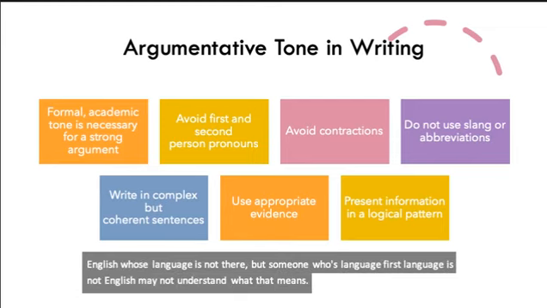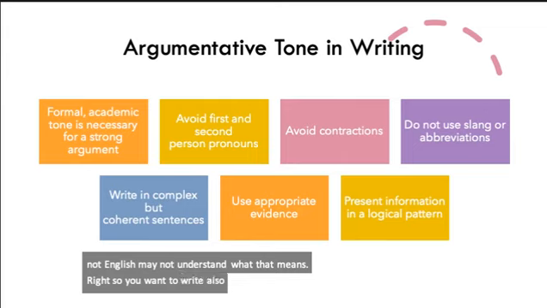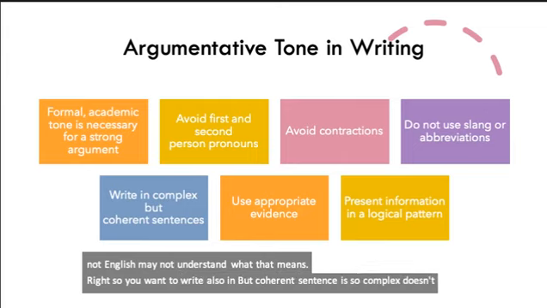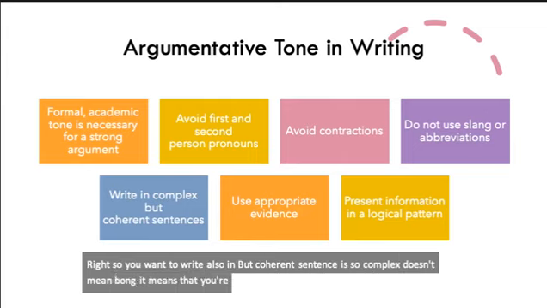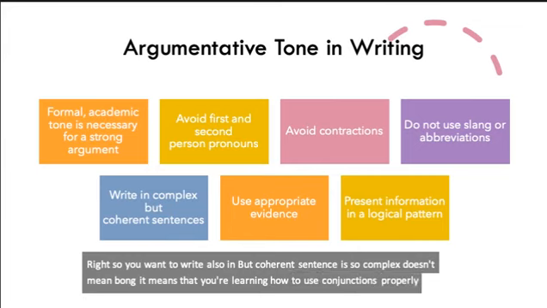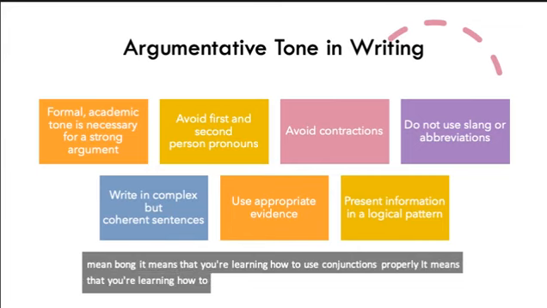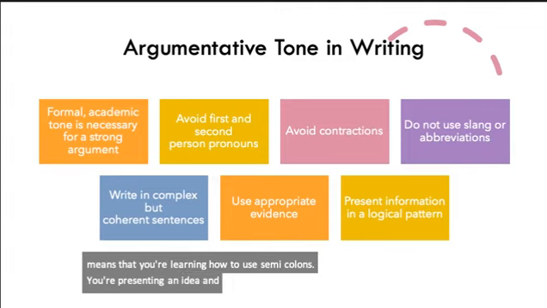So you want to write also in complex but coherent sentences. Complex doesn't mean long. It means that you're learning how to use conjunctions properly. It means that you're learning how to use semicolons and that you're presenting an idea and your sentences aren't choppy.